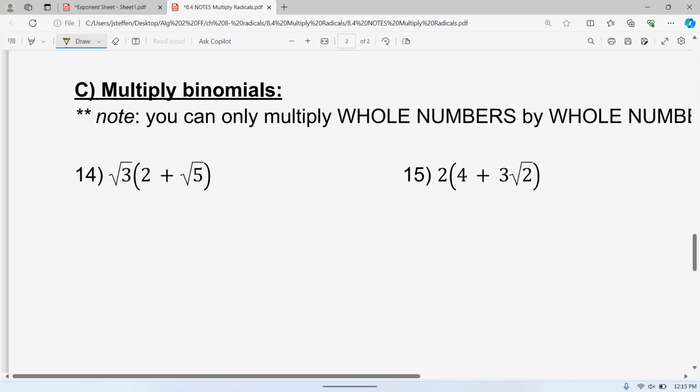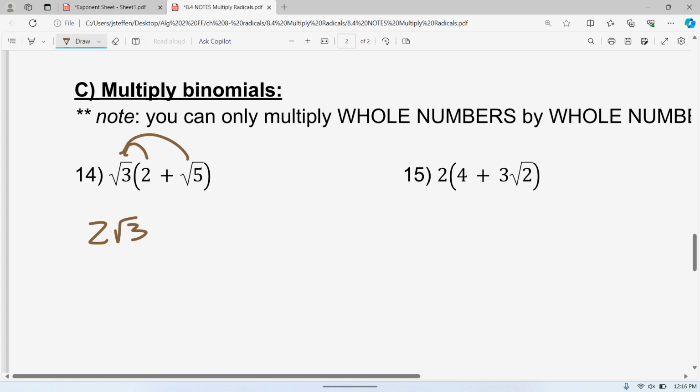Anything crazy? You have to remember, whole numbers by whole numbers, radicals multiplied by radicals. So for instance, when I have the square root of 3 times 2, a lot of people are going to put the square root of 6. You can't multiply those because one's a radical and one's not. That's just 2 root 3. That's all you can do with that.